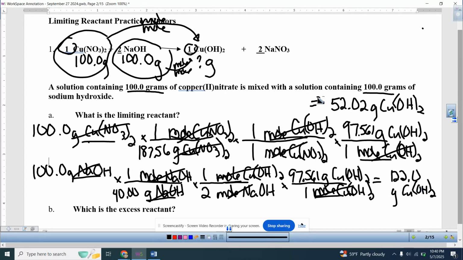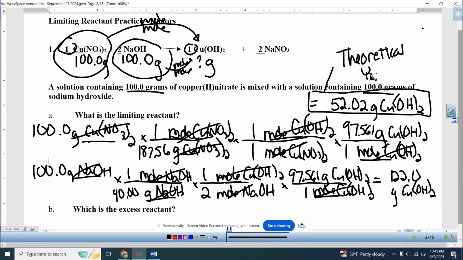Okay, the smaller of your two answers is called your theoretical yield. When I did that analogy of the cookies, my eggs limited the batches of cookies that I could make. So the eggs made fewer cookies, and so this is my smaller amount. This is my theoretical yield. Theoretically, it's the most we can make given our amount of copper nitrate and sodium hydroxide.